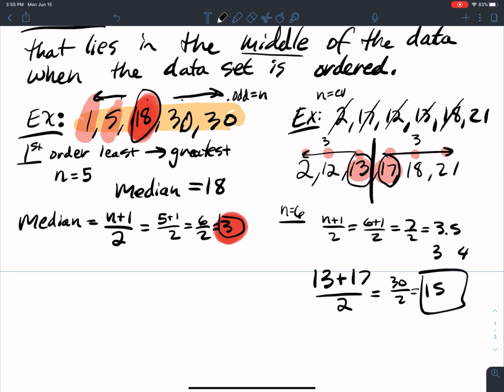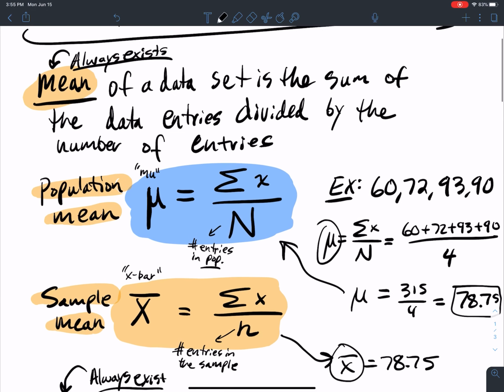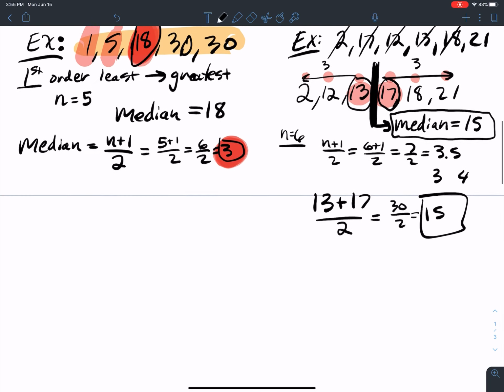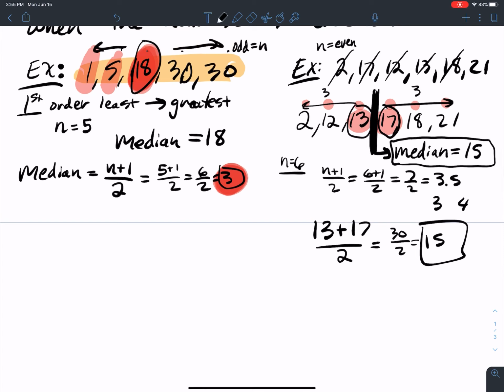So if n is even, then you've got to split it down the middle, and your median is actually a number that's not in the data set. So the median here is equal to 15. Okay, so it is possible to have a median that is not an original data point, just like it's possible to have an average of 78.5 that wasn't one of the original test scores. Okay? So that's the weird case.